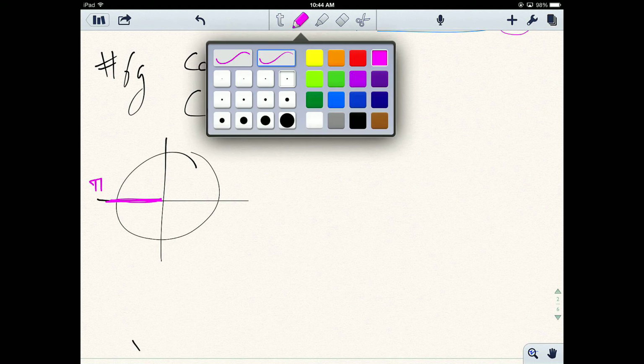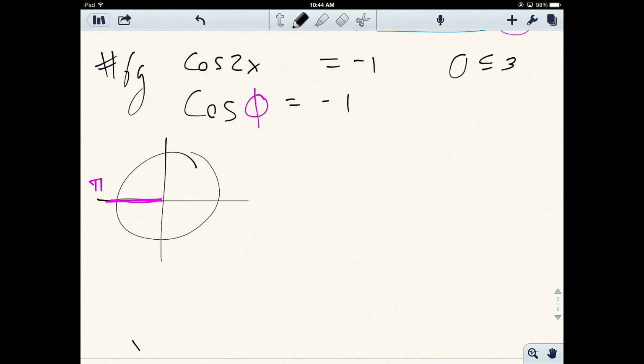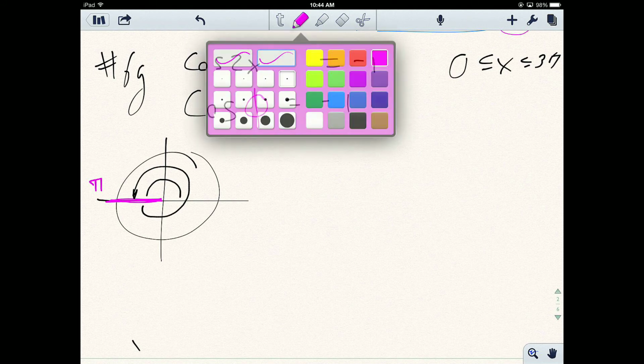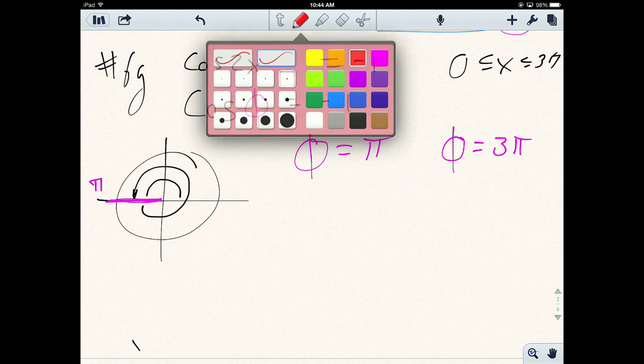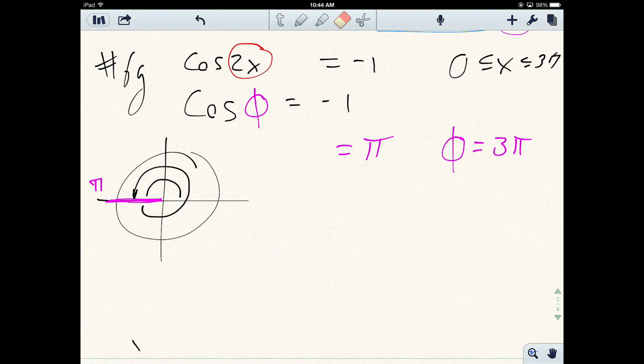However, they told us we were in a range from 0 to 3 pi. So this is where it's negative 1, and that's where it's negative 1 also. So you get 2 spots. You get theta can be pi, or theta can be 3 pi. Yeah? And again, we don't have theta, we have 2x. So I'm just going to take these and solve by saying, all right, let's let that be 2x. Let that be 2x. And so you end up with x being pi halves and x being 3 pi halves.